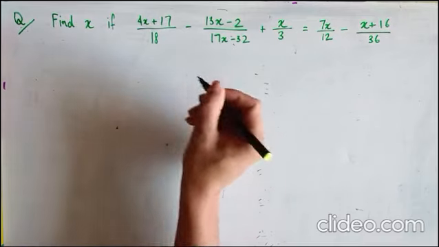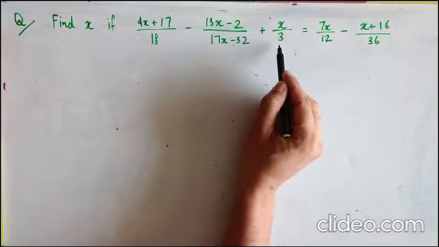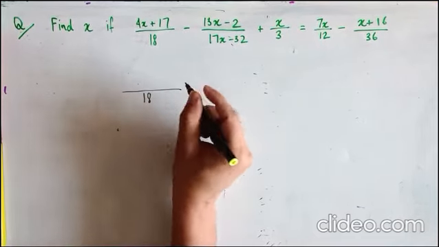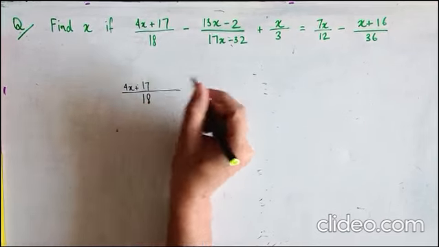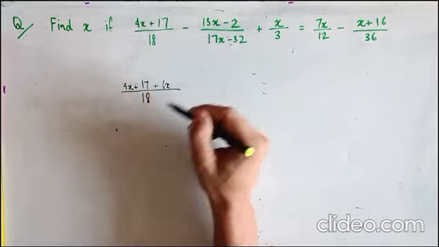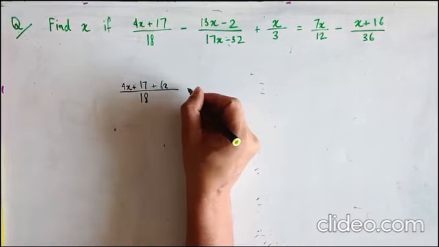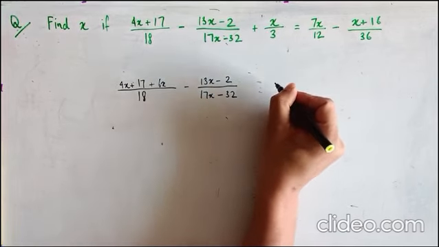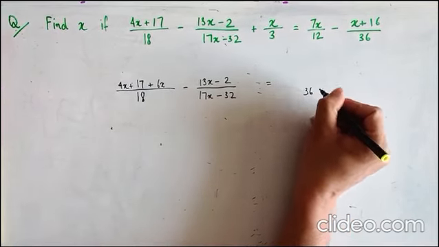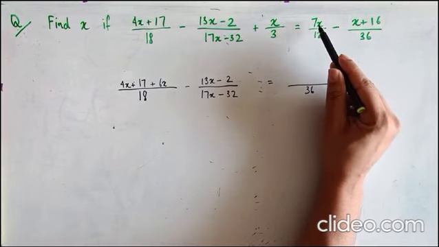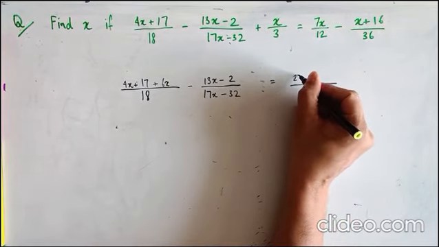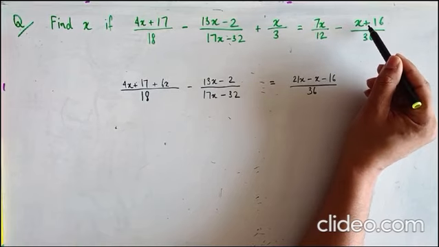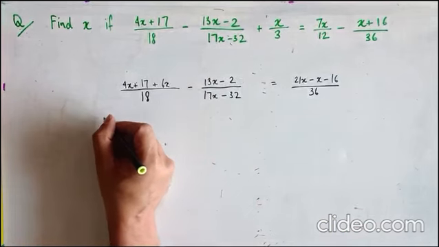The problem can be rewritten as follows. For the first term and this term, the common denominator will be 18, which is the LCM. On the top we have 4x + 17 from the first fraction, and from here we get plus 6x, right kids? 3 into 6 is 18, so we multiply the top also by 6, so that's 6x. Minus (13x - 2)/(17x - 32) is equal to, so we put the common denominator of 36, because that is the LCM of 12 and 36. Multiply this by 3 since this has been multiplied by 3. So this becomes 21x minus x minus 16. Why? Because we have a minus here. So minus and plus, when you have them together, it becomes minus.